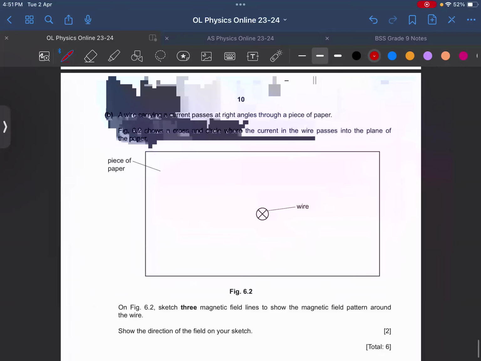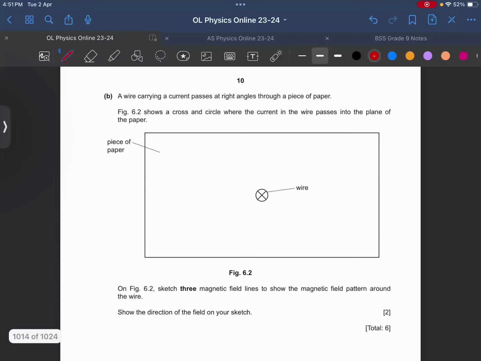While carrying a current passes at right angles through a piece of copper wire, through a piece of paper. 6.2 shows a cross in a circle where the current in the wire passes into the plane of the paper. ठीक है, इसने आपको बताया हुआ भी है, लेकिन आपको वैसे भी पता होना चाहिए. Sketch 3 magnetic field lines to show the magnetic field pattern around the wire. Show the direction of the field on your sketch. Again, इस पे भी हम लोग बहुत तफसील में बात कर चुके हैं पहले भी. These are going to be concentric circles. Examiner ने आपको बहुत space दी हुई है. Make use of all that space.